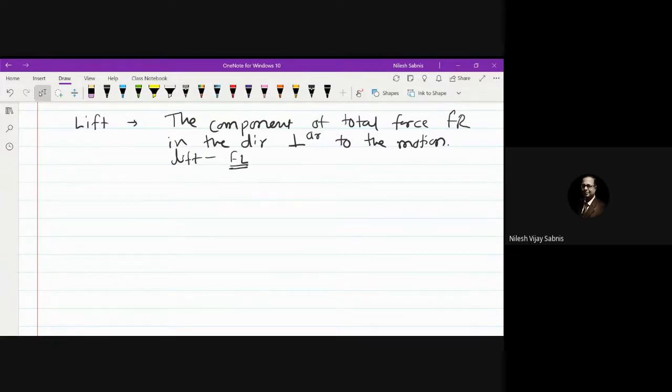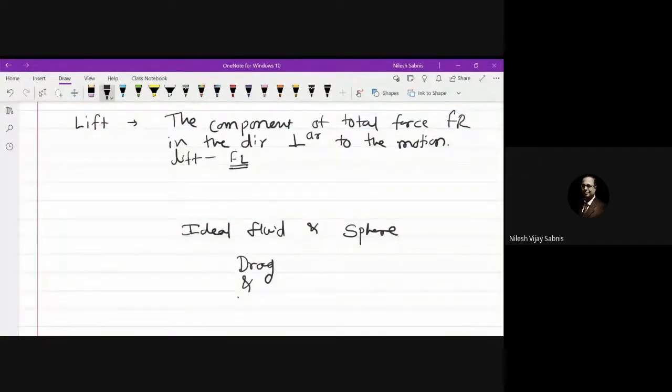and the body is symmetrical, like a sphere, then what will be the condition? Ideal fluid and sphere. So drag and lift, what are the conditions? Now tell me the answer. What will be the value of drag? What will be the value of lift in this condition?